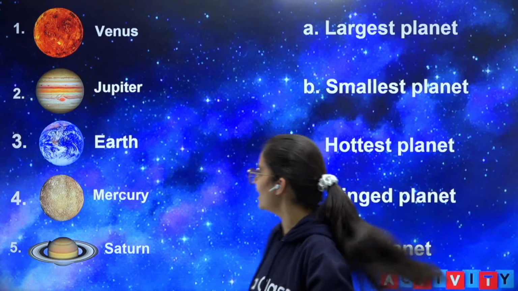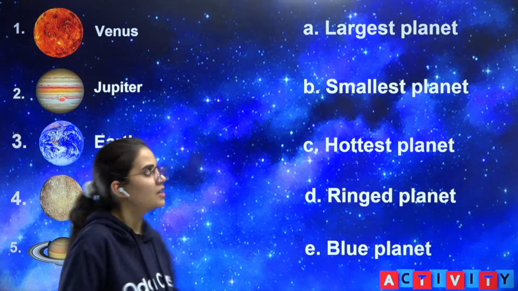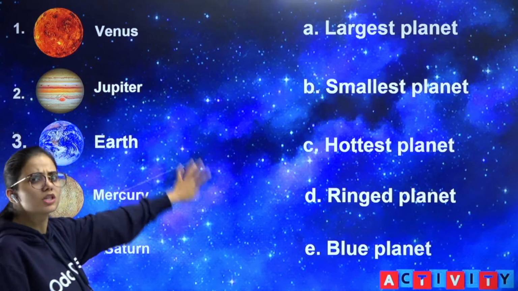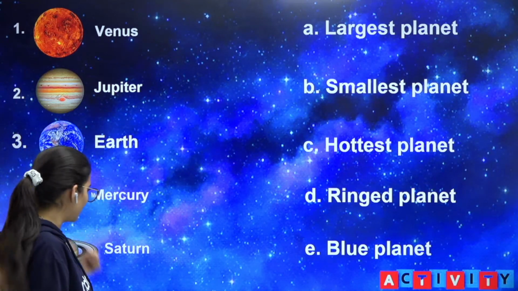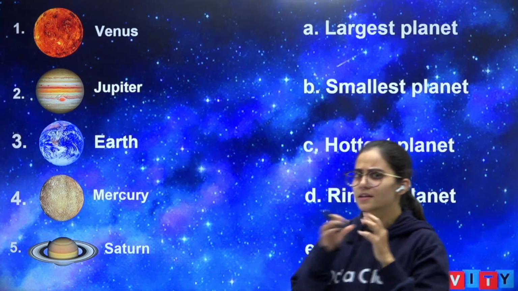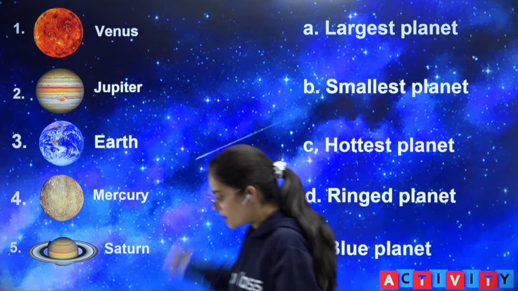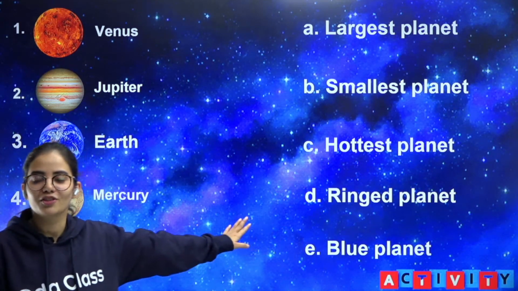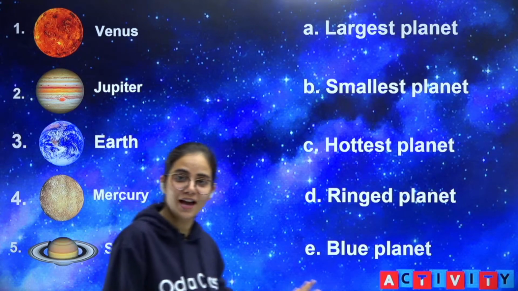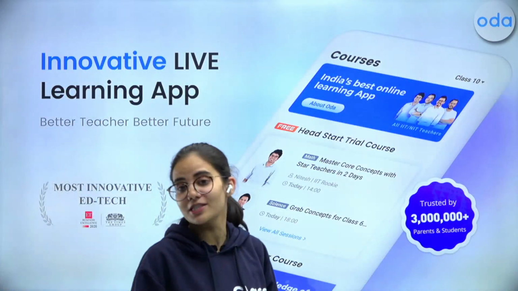Of course, that's right. What about Mercury, the one we started with? So Mercury will be the smallest planet. That's right, very good. And we have the last one, Saturn. Well, this planet has its identical rings. So yes, it is going to be matched with the ringed planet. I hope you got the answer for all these things. So I hope it was interesting for all of you.